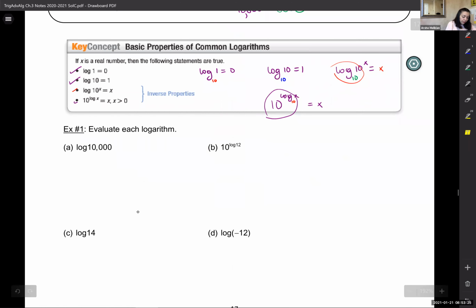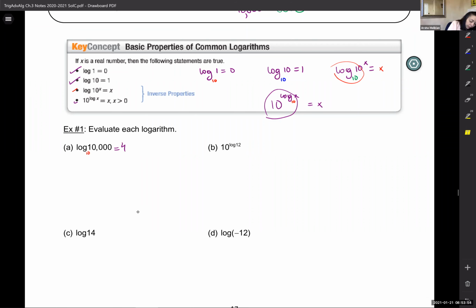So now, let's evaluate these logarithms. Here I have log of 10,000. And remember, the base here is 10. So if I were doing this, I would say to myself, 10 to the power of what is 10,000? So what exponent do you think? 4. 4, okay.